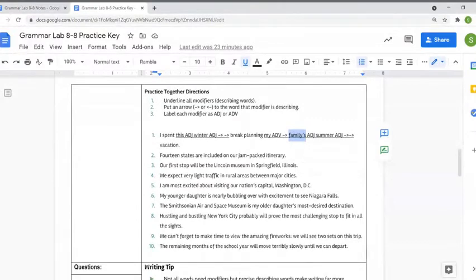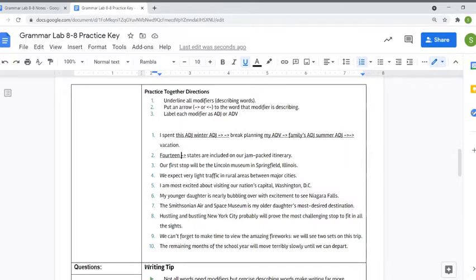Let's look at number 2 together. 14 states are included on our jam-packed itinerary. So we find the noun states. Is anything describing states? Yep. 14. 14 is, in fact, describing states. And if you don't want to use the greater than or less than signs with a hyphen next to it, you can actually insert an arrow if it's more fun for you to do that kind of icon. But 14 is describing states.